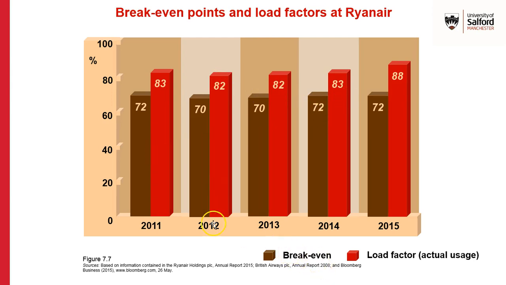But anyway, break-even points are clear enough. They need planes 70% full. They're playing at 70 to 72% full. In fact, they get them up to over 80% full. So the break-even point is not always 70, but the profit they're going to make is going to be based on the difference between the two.